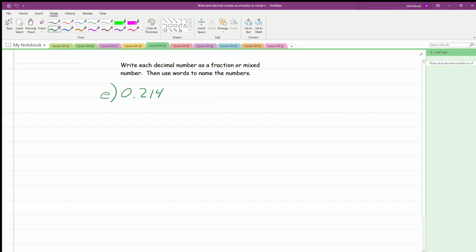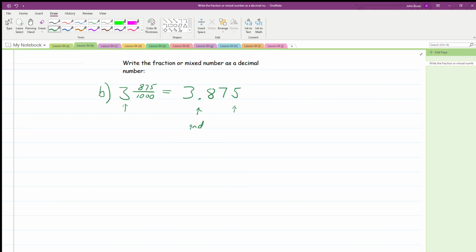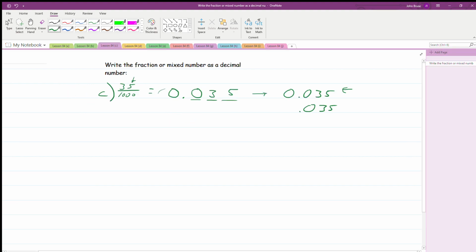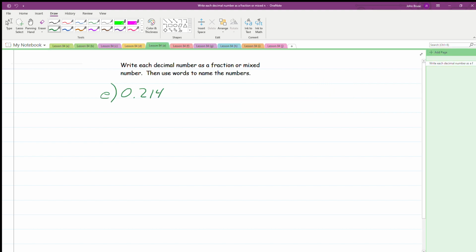Now this time it says write each decimal number as a fraction or a mixed number. Then use words to name the numbers. So this is a fraction, 425 thousandths. This is a mixed number because we've got fractions with whole numbers. 3 and 875 thousandths is a mixed number. 35 thousandths is a fraction. And 2 and 7 thousandths is a mixed number. This has no numbers in front of the decimal, so it's just going to be a fraction.